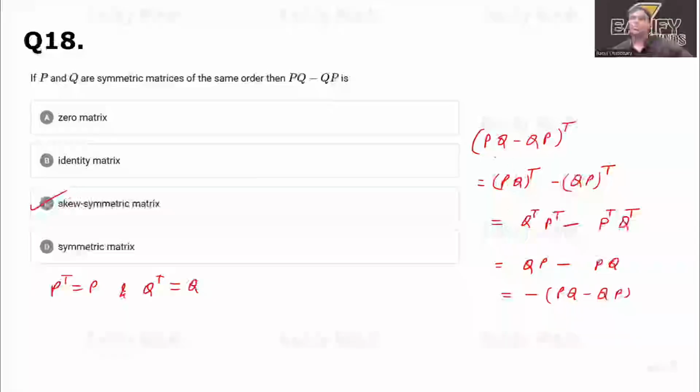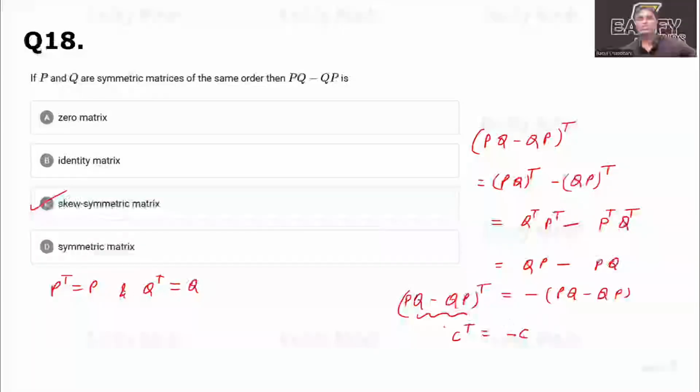Why did I take minus common? Because it is PQ minus QP and we are getting QP minus PQ. So we have to take minus common. PQ minus QP, and this whole transpose. For the time being, I will assume this as C. So C transpose is negative of C. So which kind of matrix is it? Skew symmetric matrix. That is option C. Clear?